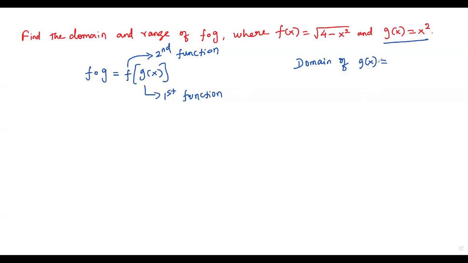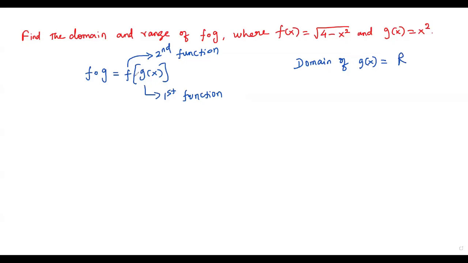How do we get the domain of the first function g(x)? For that we look at g(x), which is equal to x². What values can we give for x here in this x²? We can give any real value for x, because for any real value of x, x² is defined. So for all real values of x, the function g(x) is defined. So the domain of the first function is all real values.